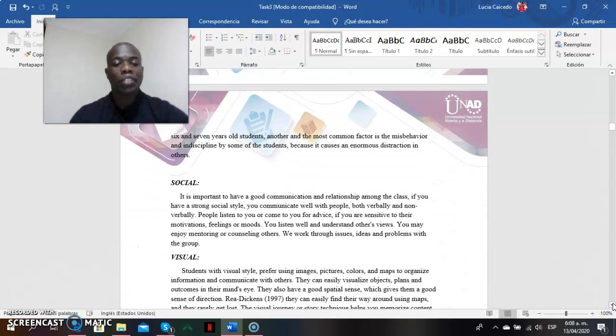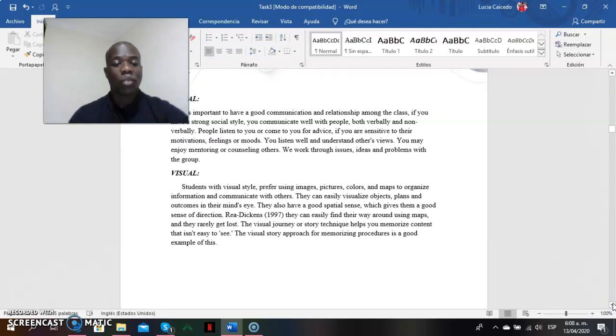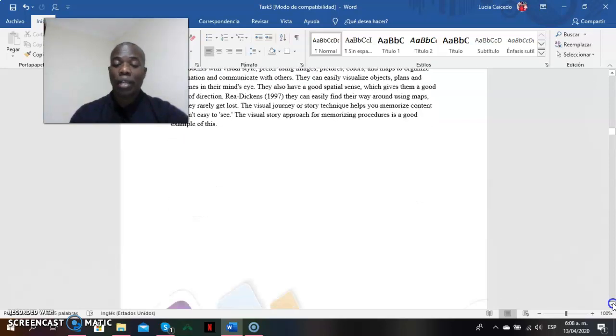In social style, it's important to have good communication and relationships among the class. If you have a strong social style, you communicate well with people. It's important to know that. And visual: a student with a visual style prefers using images, pictures, colors, and maps to organize information and communicate with each other.